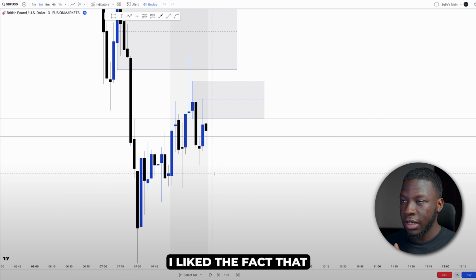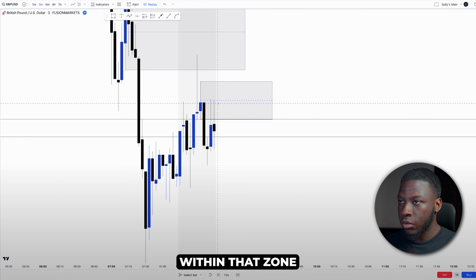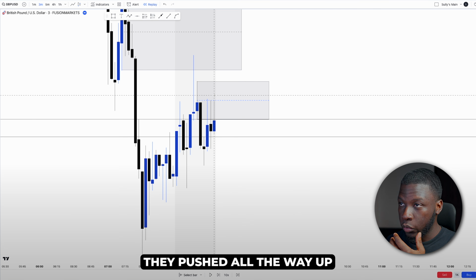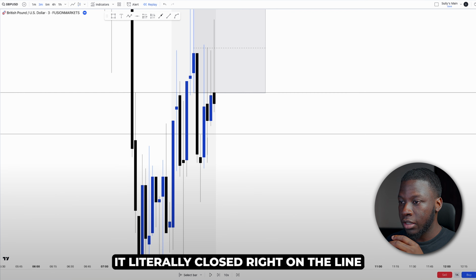But what did I like? I like the fact that price has not closed within the box, within that zone. It's still respecting that fair value gap. You can see again, they pushed all the way up, but just kept rejecting. Another candle still didn't close. It literally closed right on the line, kept rejecting.